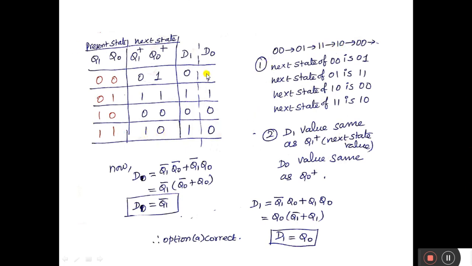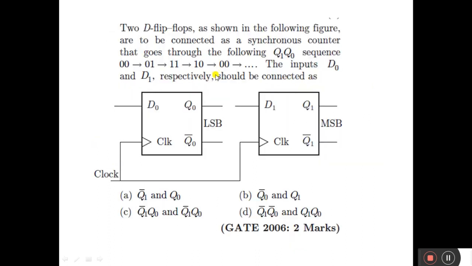Okay. Now write expression for D flip flop. The question itself gave D flip flop only. So what is the expression for D flip flop? It is the same as the next state of Q. As per the D flip flop property, it is the same as the next state. So I can simply write this data here. Now, if I want to find the expression, the question is the inputs D0 and D1 respectively should be connected as.